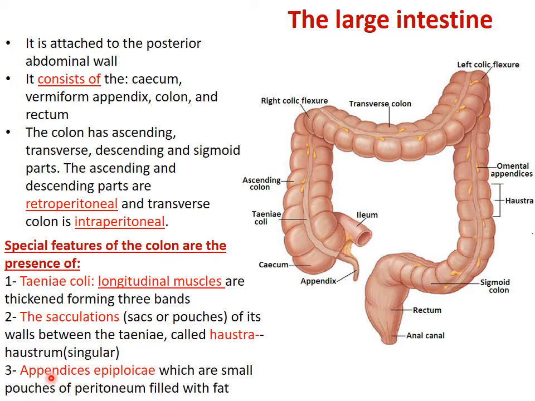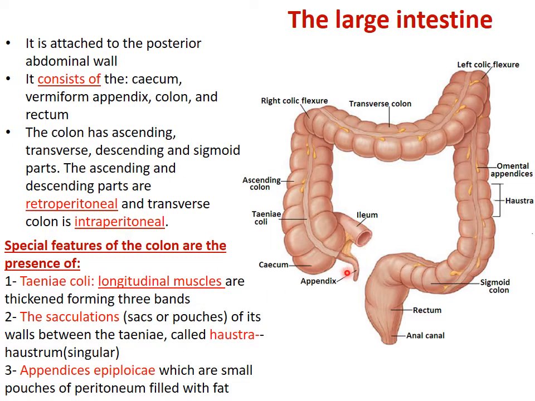Then the last feature of the large intestine is appendices epiploicae. Appendices means something extra, something supporting, right? Just like in books, appendices are written at the end, right? And epiploicae pertains to the omentum, right? So this appendix is also covered by the mesentery.